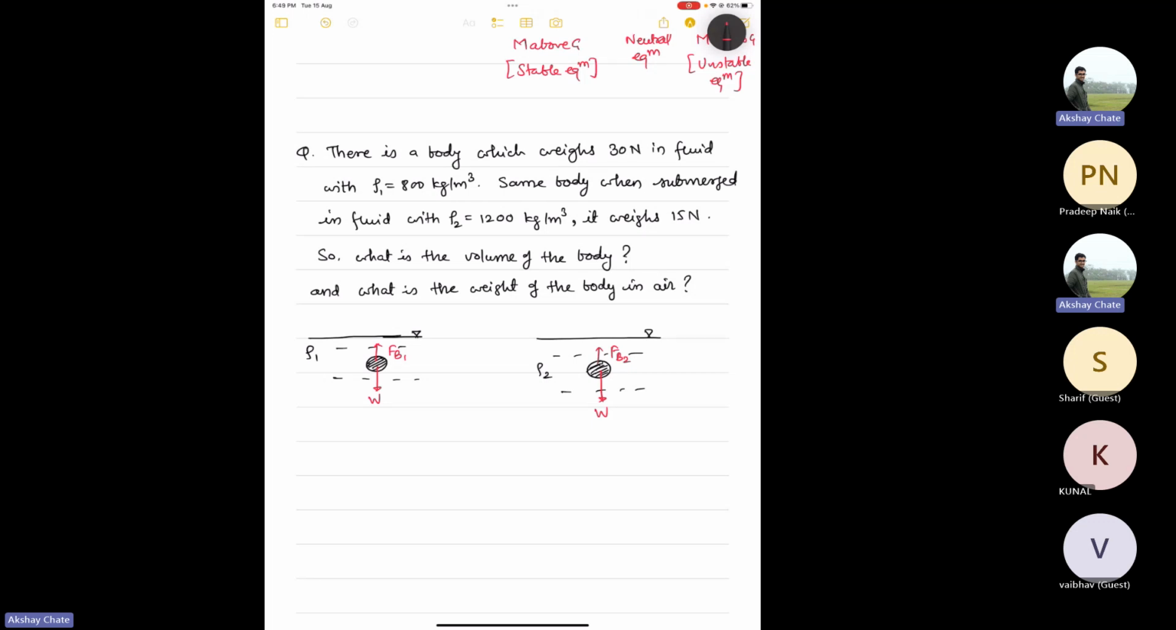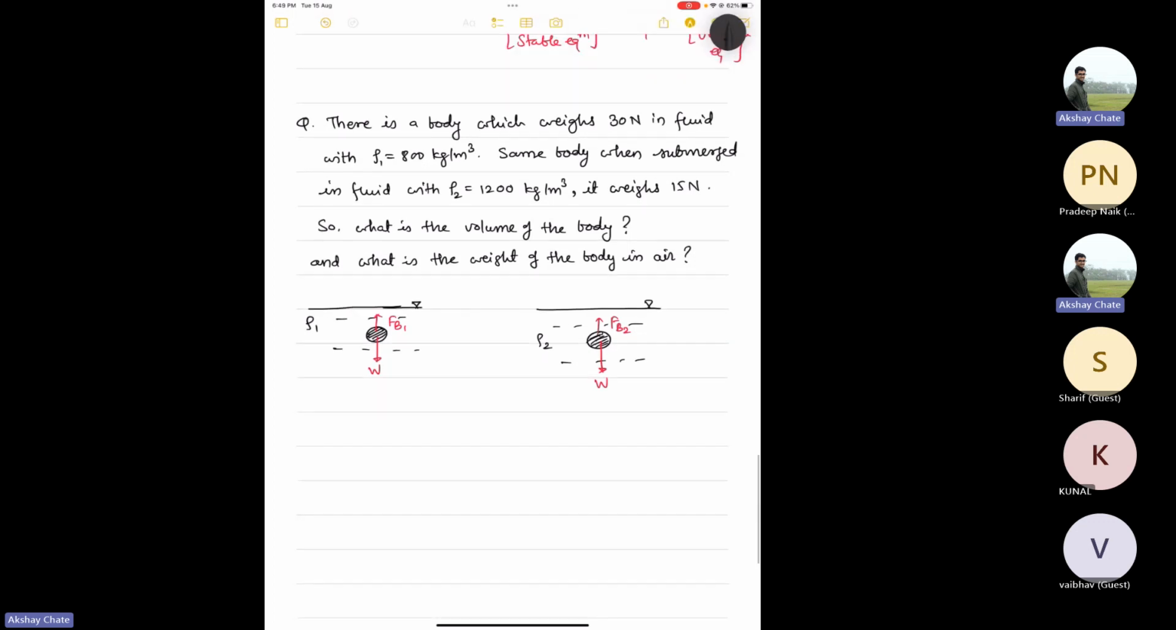So whatever weight is shown in fluid 1, that is called the apparent weight. Okay, so this 30 newtons and 15 newtons are not the real weight of the body. They appear as this much weight when they are fully submerged. Real weight is different, and that is what is asked in the second part of the question. So the apparent weight in rho 1 fluid is 30 newtons. That will be the actual weight minus the buoyancy force.